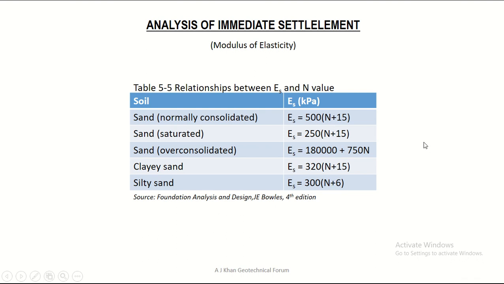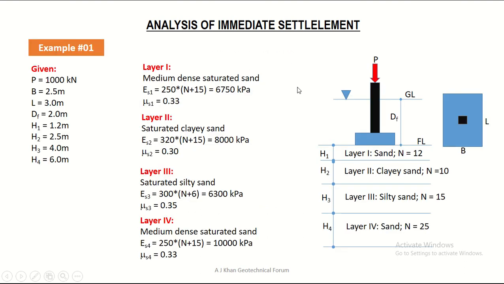Okay, great, fair enough. We are almost prepared to carry out a practical problem, and I mean carry out analysis of immediate settlement of a practical problem. And here we have the problem. The foundation is laid at a depth of 2 meter below the ground level, and the planned dimension is 2.5 meter by 3 meter, and the load that is coming through the column and being transferred to the footing is 1000 kilonewton.